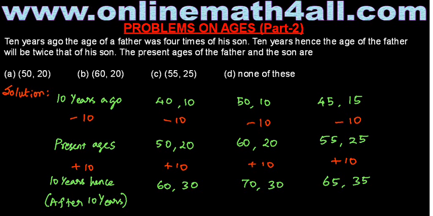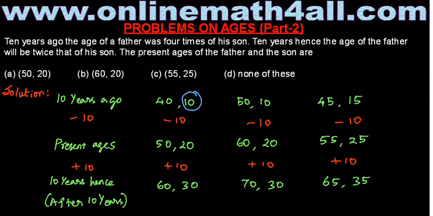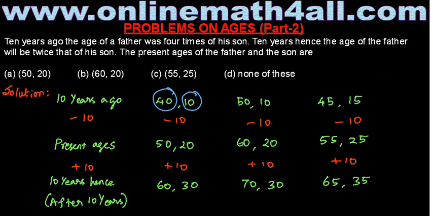So because that is only given in the first option. 10 years ago, the age of a father was 4 times of his son. So if I multiply the age of the son, that is 10, by 4, I get the age of the father, 40. So option A satisfies the first information, that is 10 years ago, the age of a father was 4 times of his son. Okay, now we can check the second information for the same option.